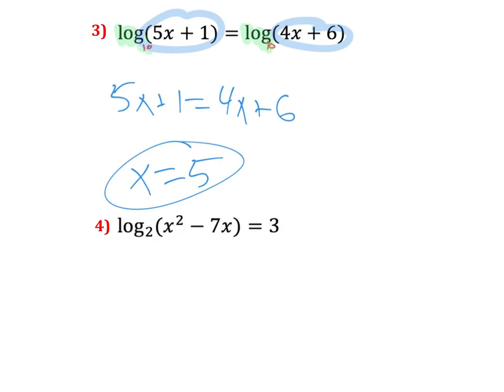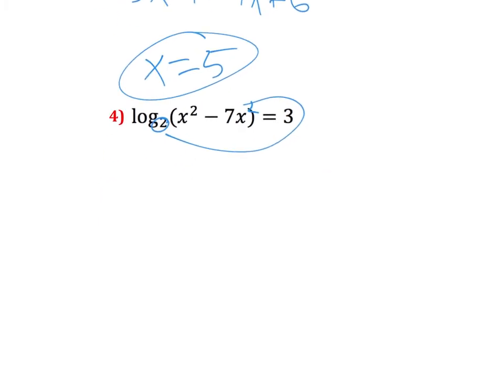All right, number 4. I have log base 2 of x squared minus 7x equals 3. Well, I'm only seeing log written once, and I'm kind of stuck in logarithmic form. Not a whole lot I can do. So I'm going to wiggle myself into exponential form. So what's that going to look like? Well, I'd have 2 to the third equals x squared minus 7x.